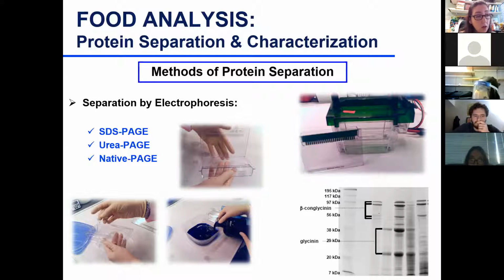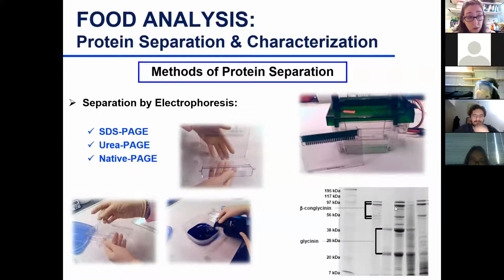So the smaller molecular weights will go down more than the larger ones. With SDS-PAGE, the SDS, as I said last time, denatures the protein by breaking non-covalent bonds and giving a net negative charge to the protein. So when we run a current, the proteins are going to go from the negative to the positive.